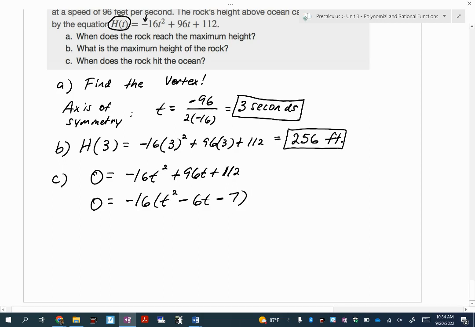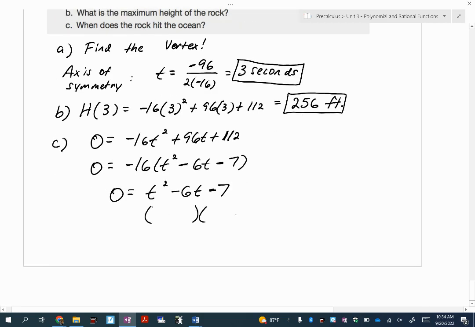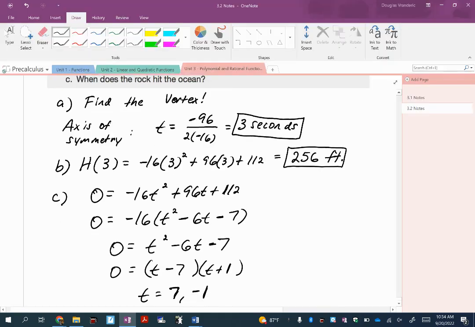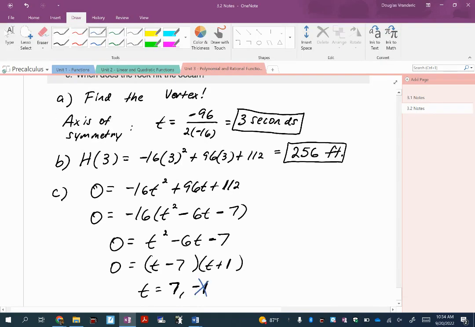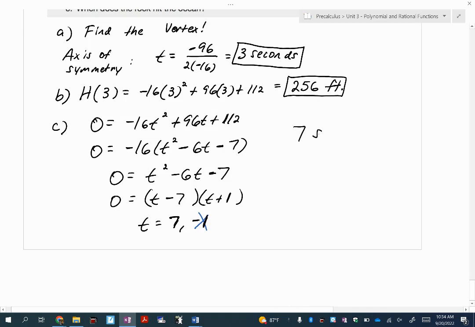So make sure, since you're factoring out the negative, all the signs have to change. So t squared minus 6t minus 7. Just like I said before, I don't care about anything that I factor out that doesn't have a variable, so that negative 16 essentially is meaningless. Let's do our factors. We get t minus 7 and t plus 1. So my two answers are 7 and negative 1. Now t is time in seconds, so this negative 1 doesn't make any sense because you can't have negative seconds. So to answer letter C, in 7 seconds, the rock will no longer be above the ocean. It will hit the ocean.